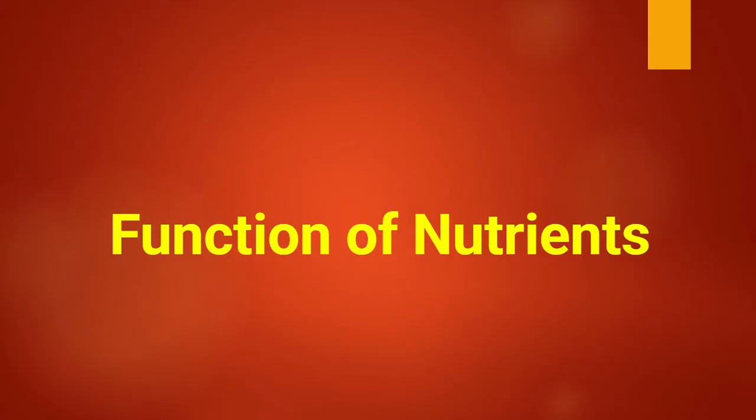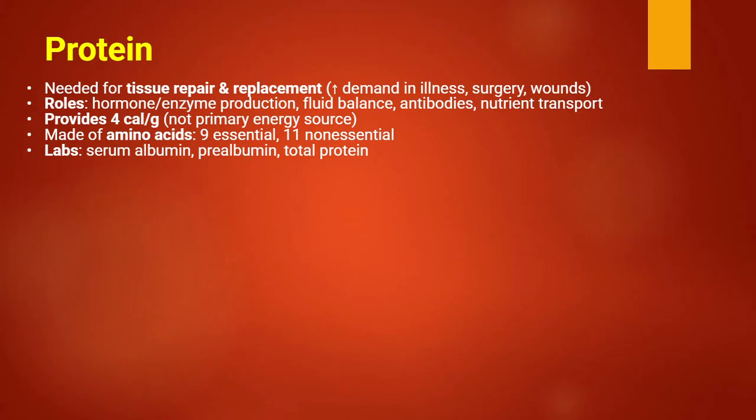Function of nutrients. Proteins are one of the most essential nutrients because they provide the building blocks for every tissue in the body. A constant supply of protein is needed to repair and replace tissues that are continuously breaking down, such as muscle, skin, and blood cells. In hospitalized patients, protein needs are often increased, especially in those recovering from surgery, burns, infections, wounds, or chronic illnesses, because their bodies require more materials for healing.